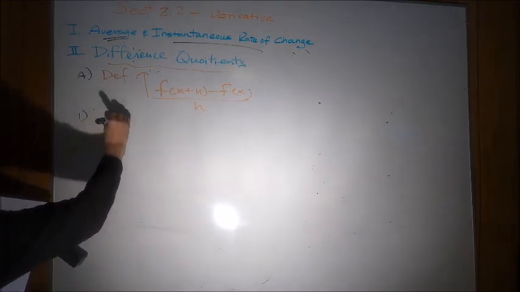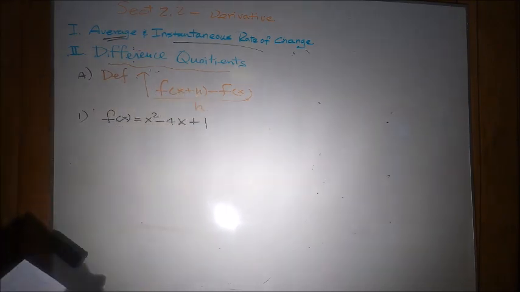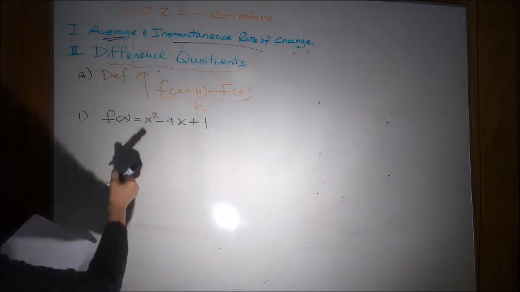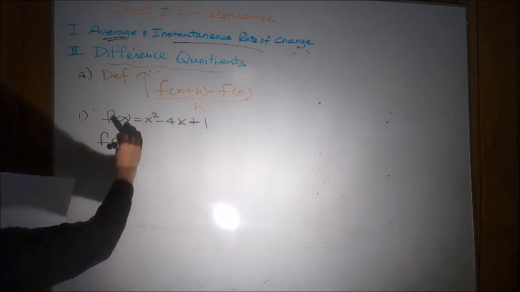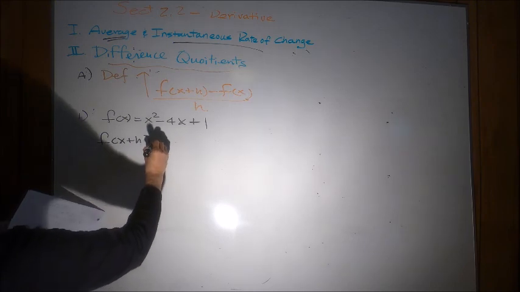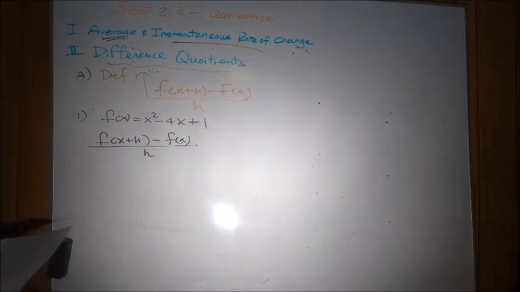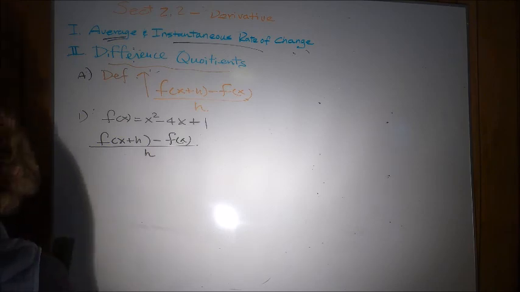So if my f of x is x squared minus 4x plus 1, I want to find the difference quotient. Then we just use whatever is given. It means we are going to find f of x plus h minus f of x, divided by h. You still don't know why in the world we are learning this. You will find out soon. Okay? So let's do the skills first.